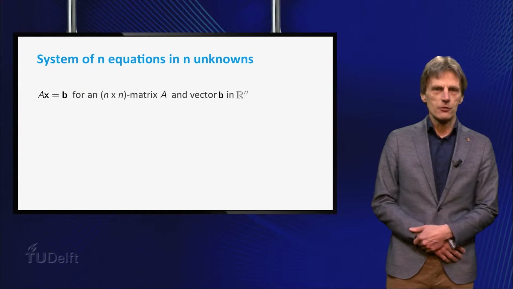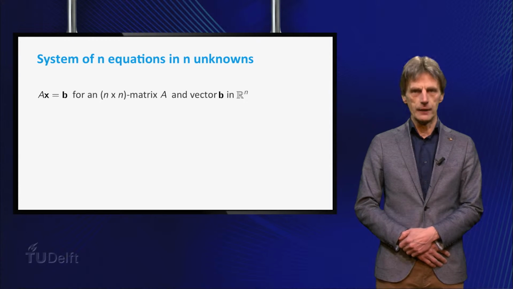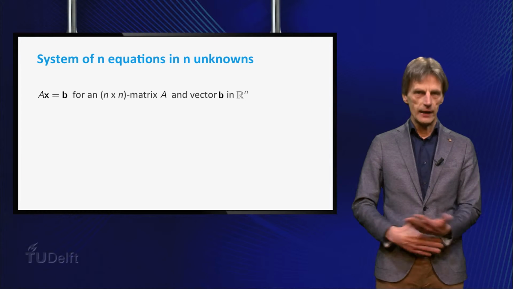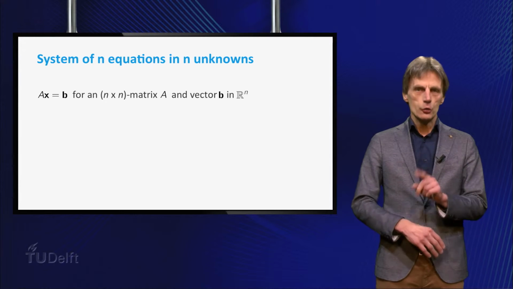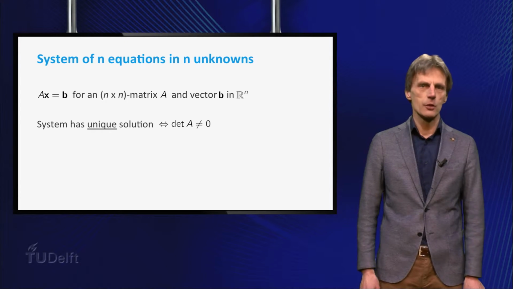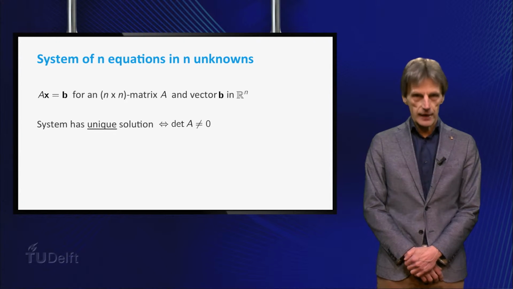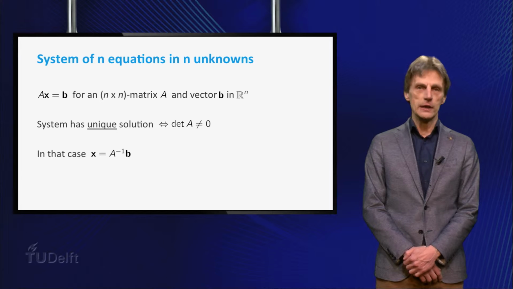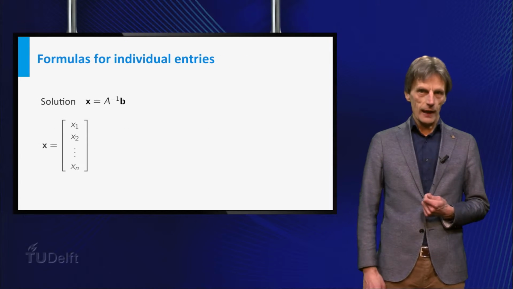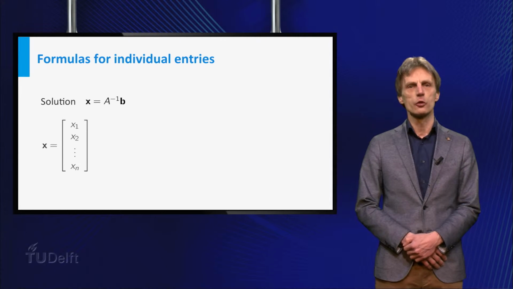Consider a system A times x is equal to b for some n by n matrix A and vector b in Rn. That is, a system of n linear equations in n variables. You know that the system has a unique solution if and only if the determinant of A is unequal to 0. And that in that case, the solution is equal to the inverse of A times b. The formula x is equal to the inverse of A times b is a closed formula for the solution x.